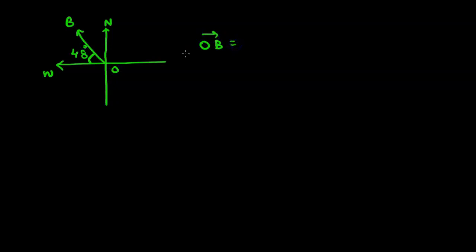One more thing to remember is that if we have a vector between the north and west direction, and this angle is let's say 48 degrees, let's call this vector OB. How do we write this down? We can write this down as vector OB, and we are given the magnitude as 2 centimeters. So we write down vector OB is 2 centimeters.